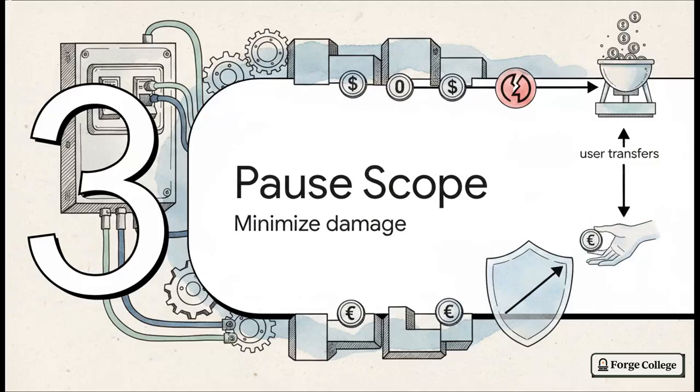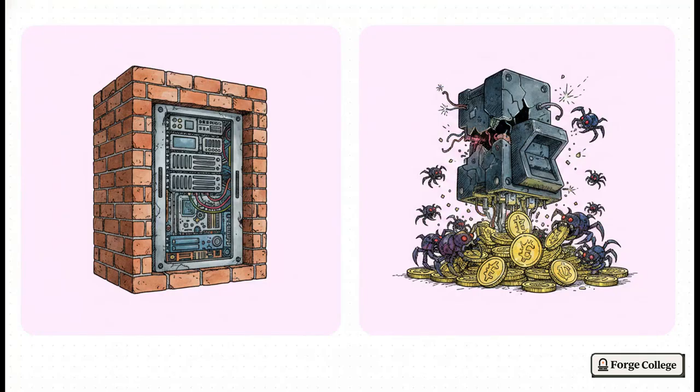Section 3, designing your pause scope. Because granularity is absolutely key to minimizing damage. Remember that circuit breaker analogy we just talked about? Well, granularity is your best friend here. Separating functional domains like, say, transferring tokens versus minting new ones keeps collateral damage to an absolute minimum during an incident. If you get the scope wrong, you face 2 pretty extreme failure modes.